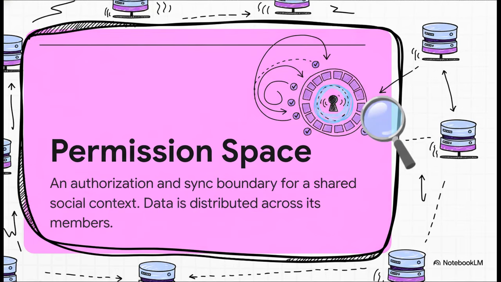So what exactly is a permission space? The best way to think about it is like a guest list for a party. The space itself defines who's on the list, who's allowed in. But, and this is the crucial part, it doesn't host the party. The data, the actual posts and conversations, all stays distributed on each member's personal server. So it's not a box that holds stuff, it's a concept that coordinates everything.